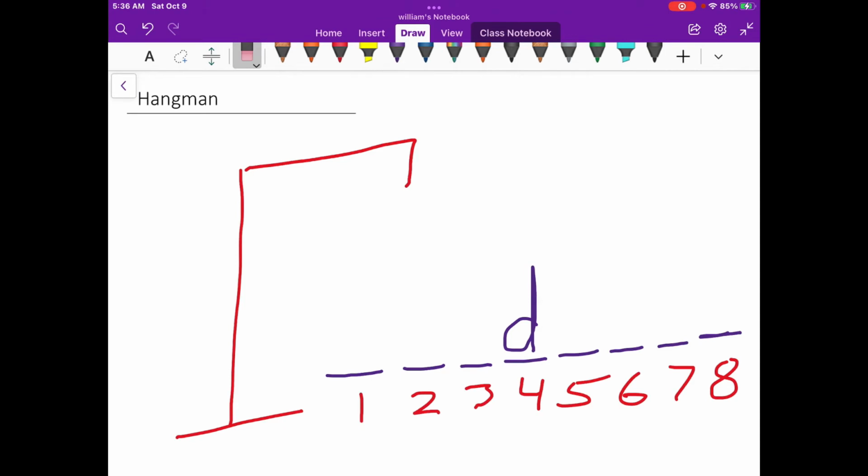And we have the head, and then we have the body, and then I give it 2 arms, 1, 2, and then 2 legs just like this. So 6 mistakes they can make before they lose the game. Most of the time, though, they would identify the word before I get to the last body part, and some may even shout the word.